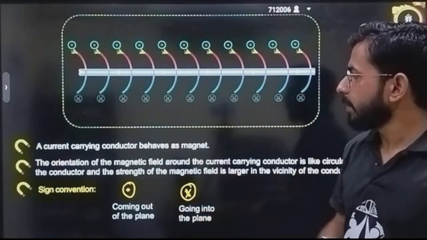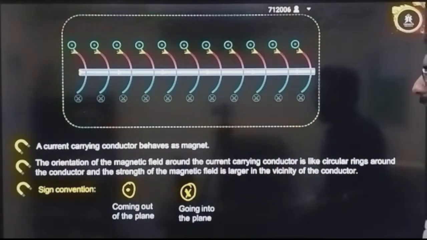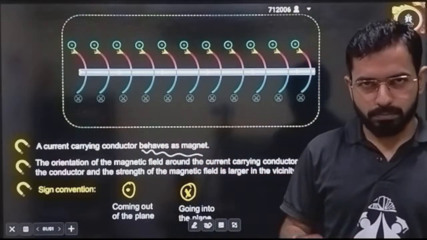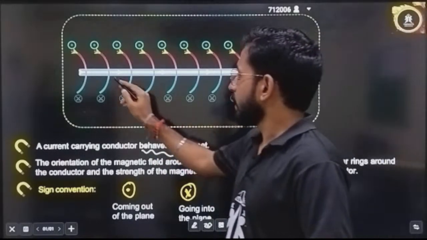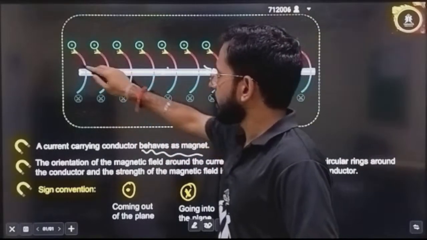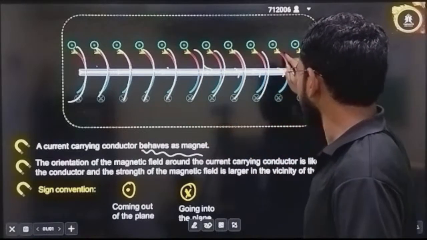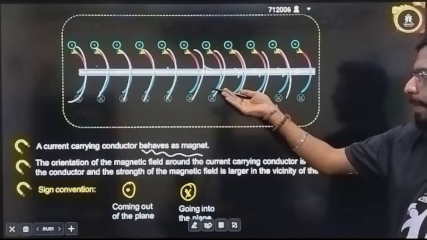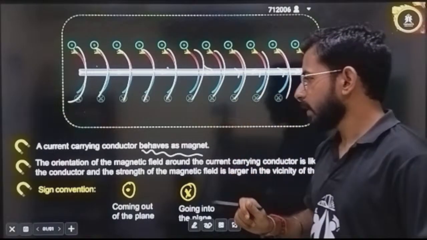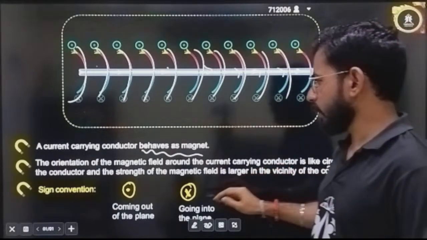So let's begin. This was the pattern he observed, that a current carrying conductor behaves as a magnet. Here you can see the direction of the current flowing in the wire, and around it a circular winding kind of magnetic field is generated around the current carrying wire. That means if you take a magnet around it, it will show some magnetic property as well. The orientation of the magnetic field around the current carrying wire is like a circular ring. It is written here.